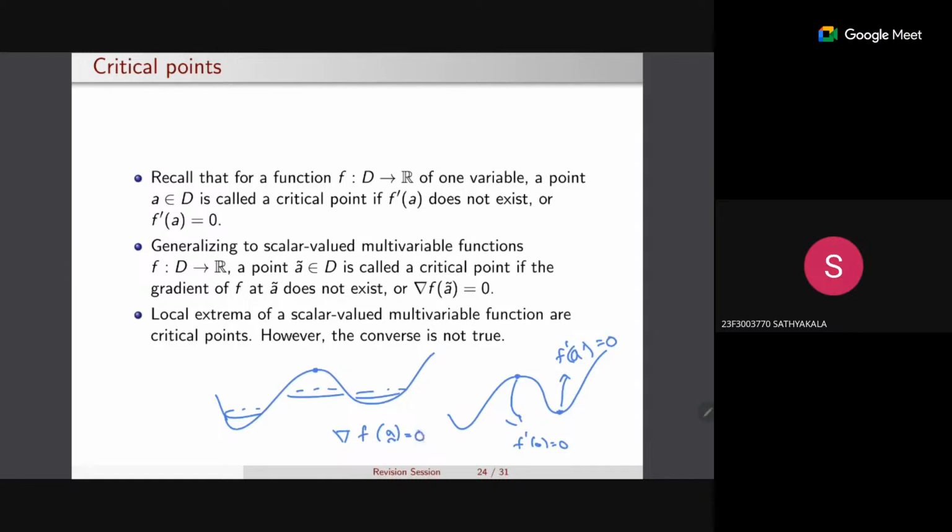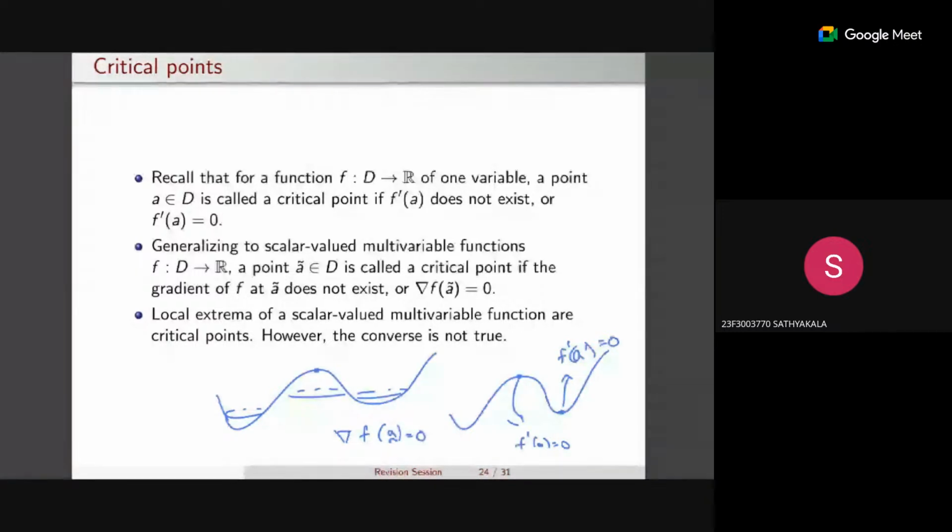However, the converse is not true. That line I couldn't get. That we'll see later. There are places where the gradient is 0, but the function is neither a maximum nor a minimum locally. These are saddle points and so on. Okay. So the gradient vanishing does not imply minimum or maximum, but a minimum or maximum necessarily says that it's a critical point. That's what I was saying.